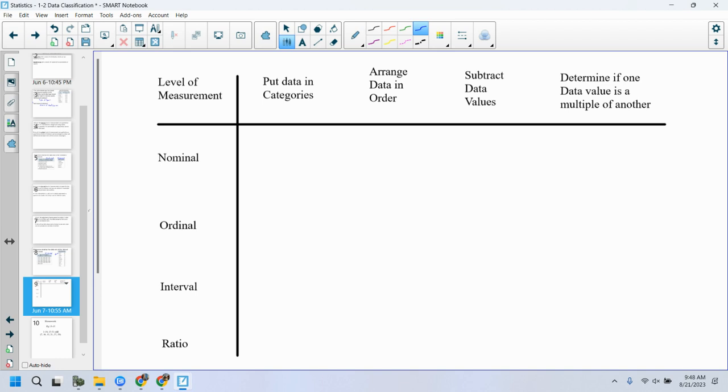Can I do that with nominal? Yeah, I can put it into categories. Can I do that with ordinal, interval, ratio? Yeah. What do I mean by that in terms of something with a ratio?